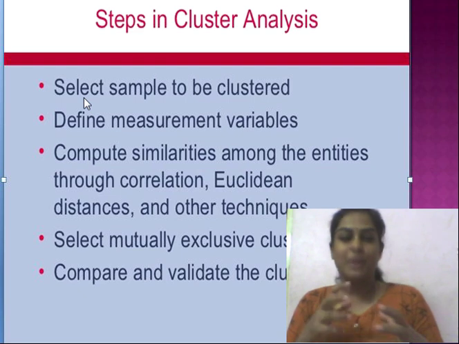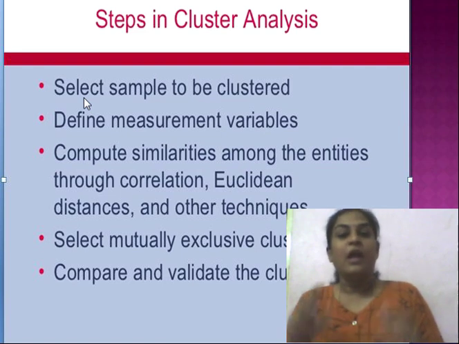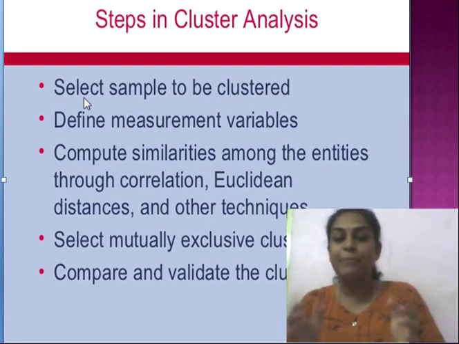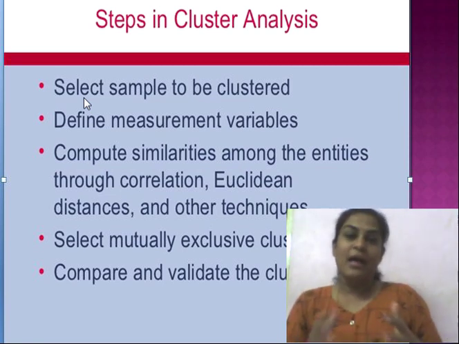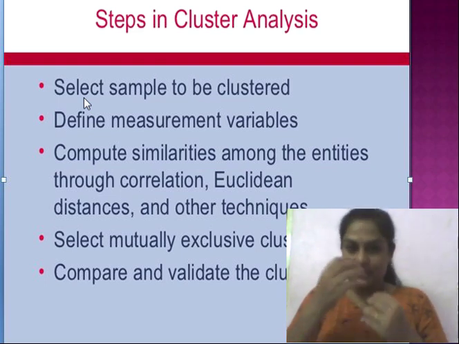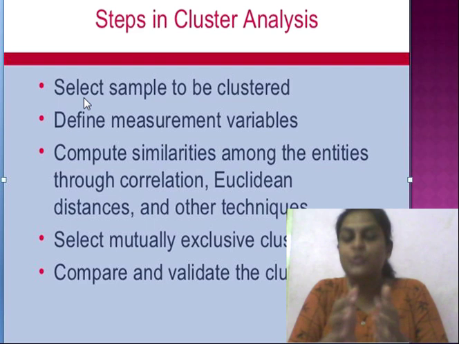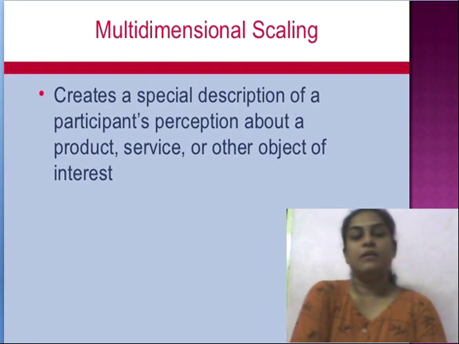Then we go for defining the measurement of those variables. Compute similarities among the entities through correlation, Euclidean distances and other techniques. Later on, we select mutually exclusive clusters. Next, we compare and validate all those clusters. These are the steps we have to follow for the cluster analysis method. By following all these steps, we are grouping all similar kinds of attributes, putting all the variables together for analysis purposes. If you see another method, it is also important.